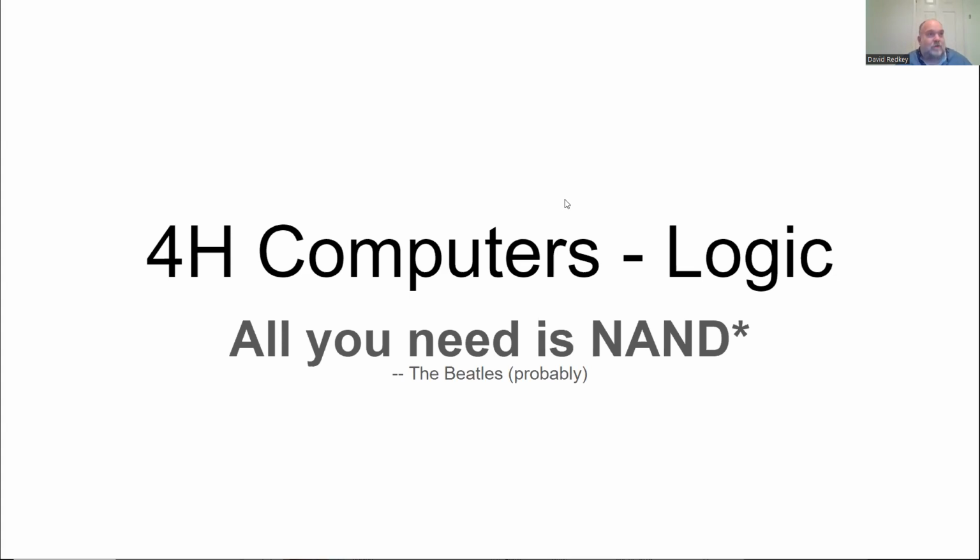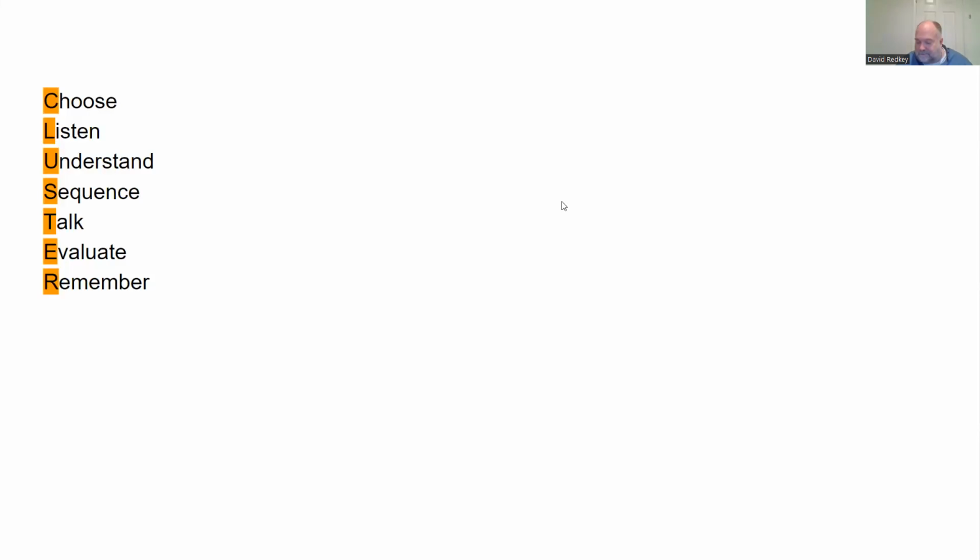So last week, if you recall, we built a NAND gate out of just transistors, just a couple of transistors and some wires and then some resistors. But we don't talk about resistors. But why do we do that? Well, let's remember at the beginning of the class, we talked about what computers actually have to do to run computer programs. And we listed 7 things that form the mnemonic acronym CLUSTER, right? We got to choose, listen, understand, sequence, talk, evaluate, and remember.